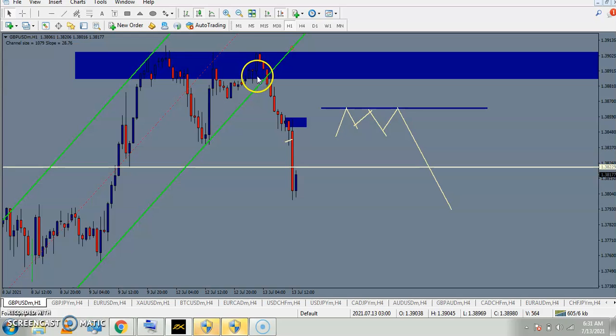What is happening here is like the impatient traders are being sucked out. They're being sucked out. First time drops 30 pips, 20 pips, okay?